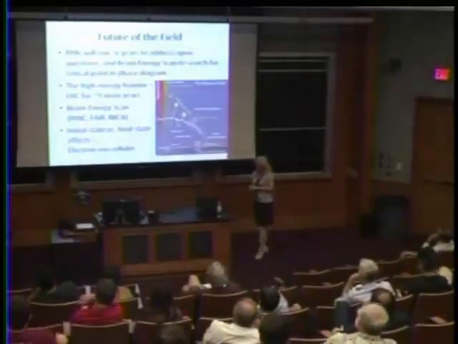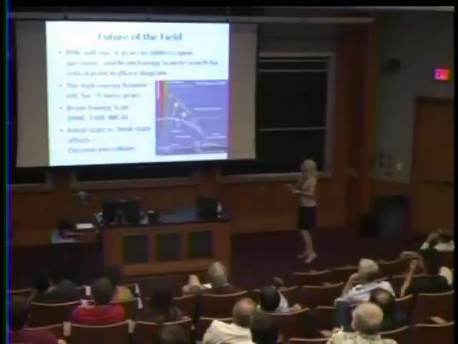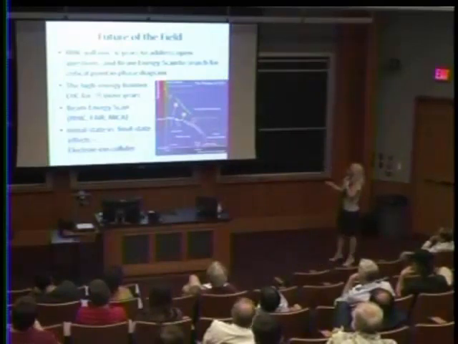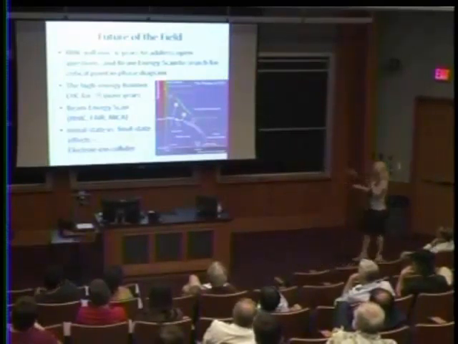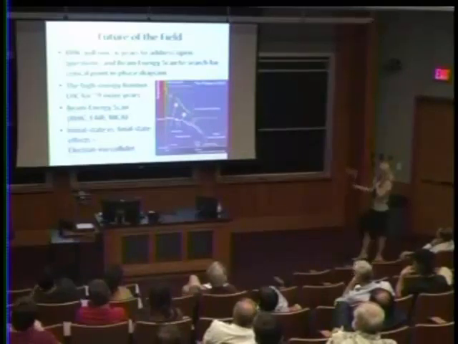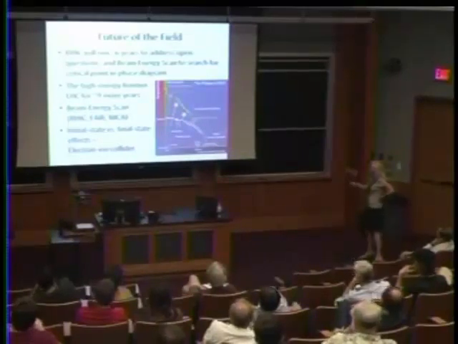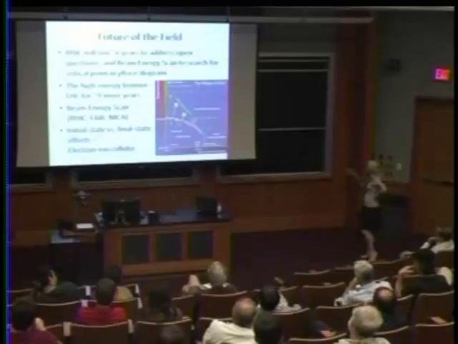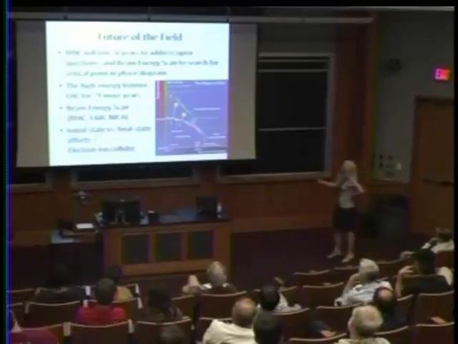And finally, what is the future of the field? RHIC will run another 6 years to address the open questions. And there's a beam energy scan to search for the critical point in the phase diagram. So here again is this phase diagram that I showed of temperature versus chemical potential. And the highest RHIC energy is here. But we had one beam energy scan already, 2010 to 2014 or so, starting to map out this region.